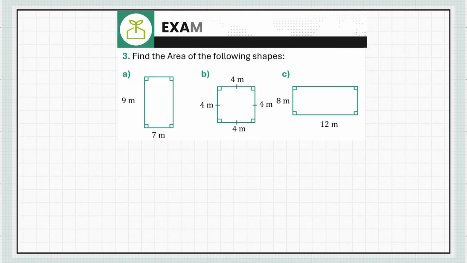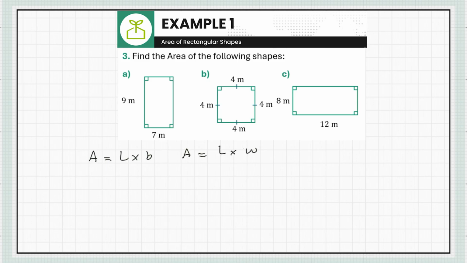Alright, welcome back. So now we're going to be looking at a more formal definition of area, and ultimately that comes from when we're dealing with specific shapes. So all of these are rectangles and squares, and in order to find the area of a rectangle or square, all it is, area is equal to length times breadth. And breadth is another way of saying width. So you could also write area is equal to length times width, where length is the longer side and breadth is the shorter side.